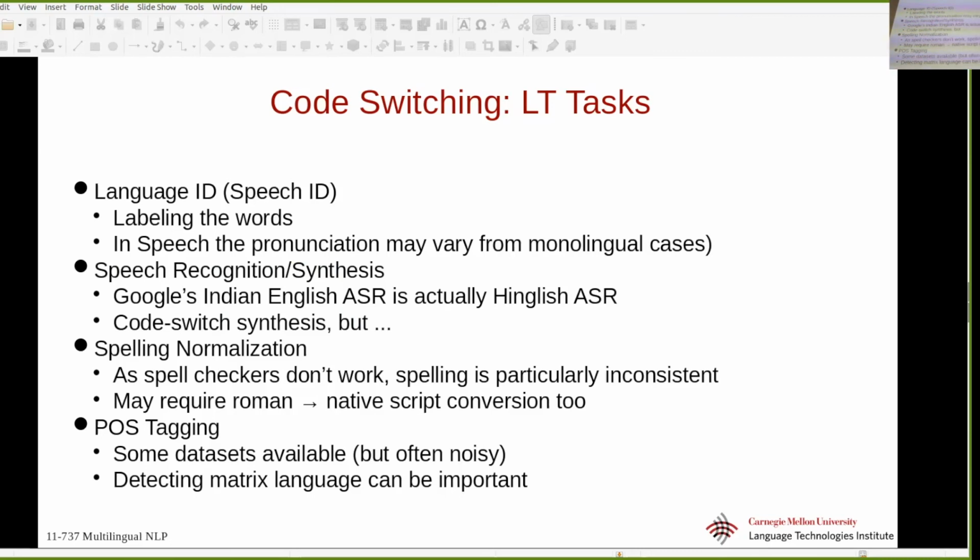Spelling normalization, it's really quite interesting. Indians can spell, but they can't spell when they write English. Okay, even the Hindi words, and it's utterly random.